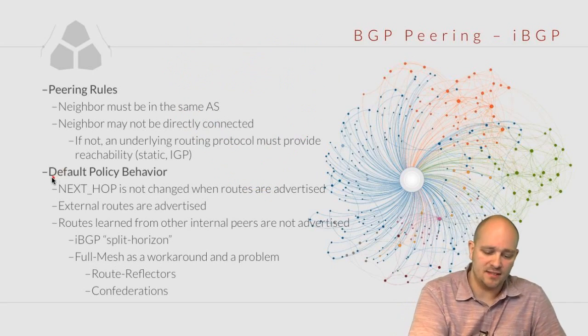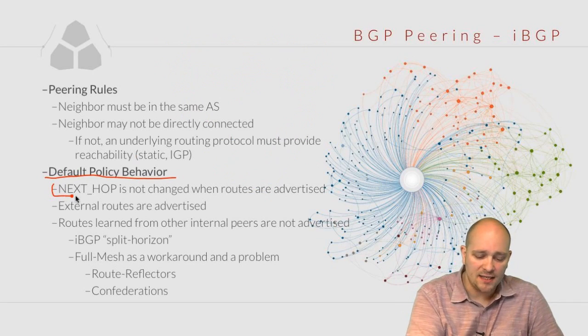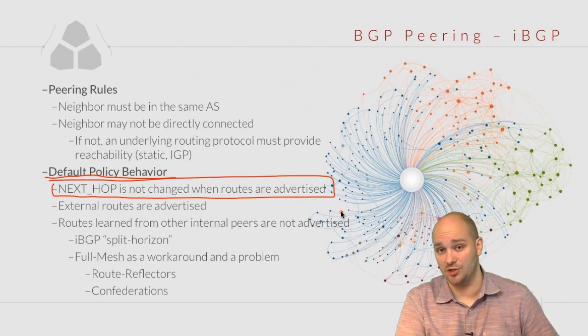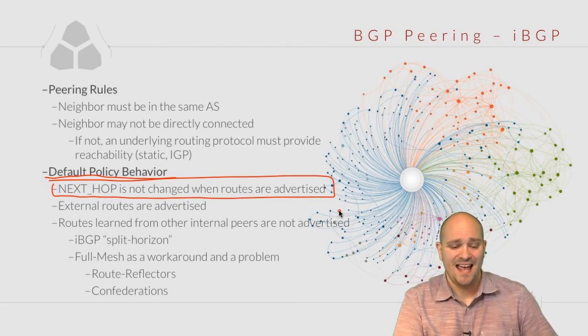The second thing is, obviously, we're going to talk about the default policy behavior. Unlike eBGP, where next hop is changed when the routes are being advertised, in internal BGP this is not the case. And this may actually lead to some interesting scenarios. So let's take a look at one of these possible scenarios.